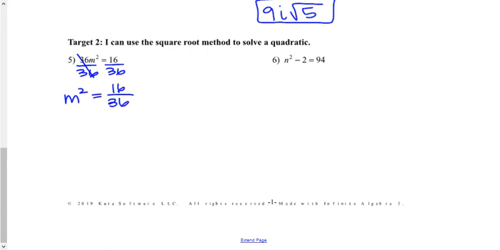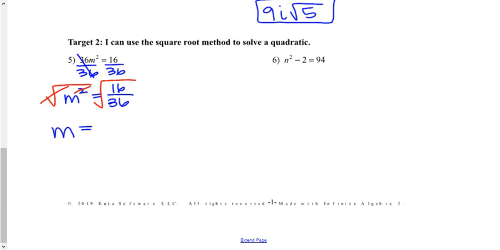Now in a different color, I'm going to go ahead and solve for m, which is what I was trying to do from the very beginning, but I had to first get that m squared by itself. So now I'm just going to get m by itself. And to undo a square, I'm going to take the square root. So I'm taking the square root of both sides here. This cancels that out. And I am left with m on the left side, but then on the right, I'm left with the square root of 16 over 36.